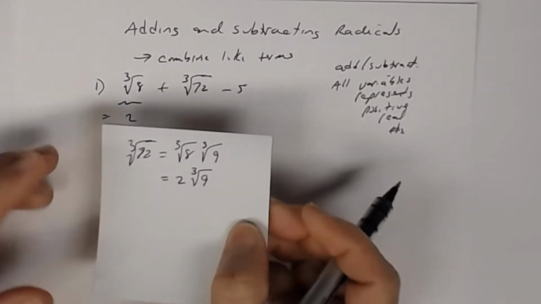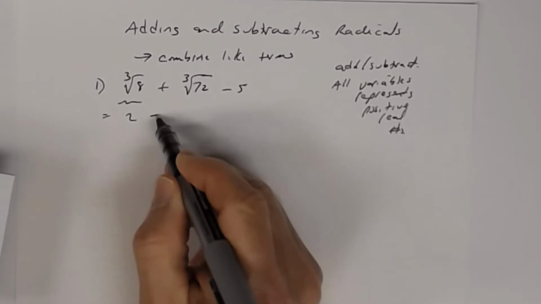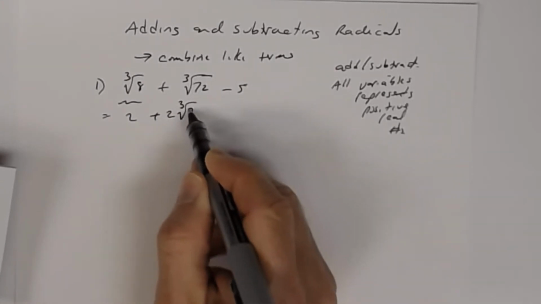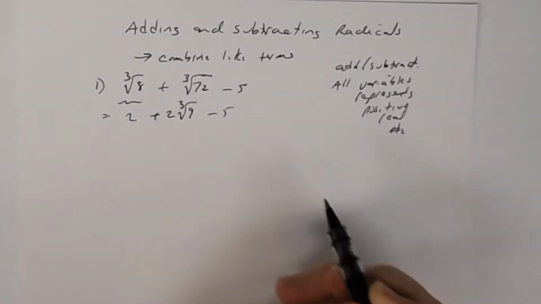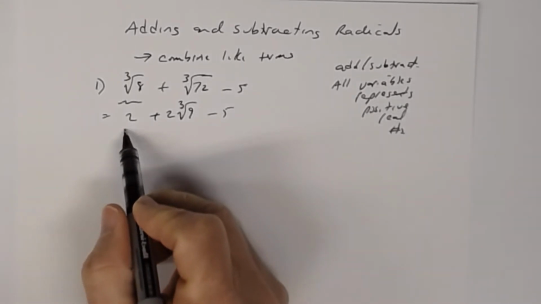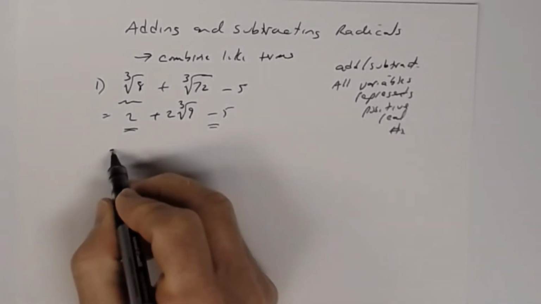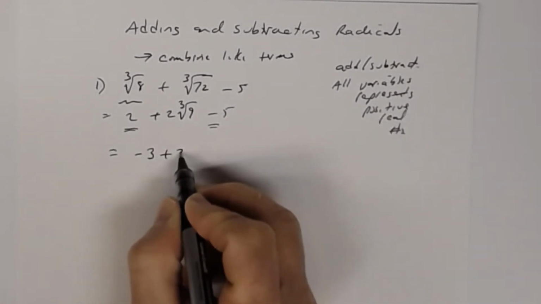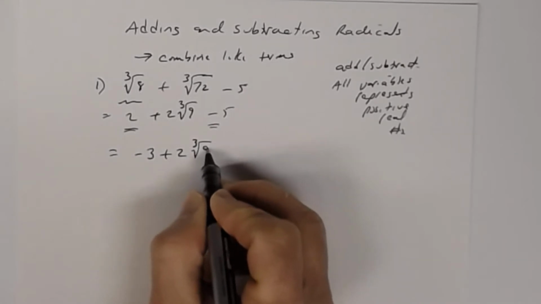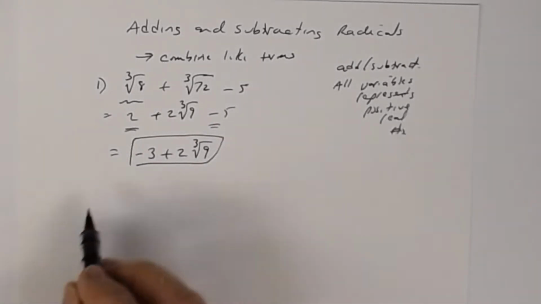So I'm going to rewrite this using this. That's going to be plus 2 cube root of 9, and then minus 5. Now notice the only like terms are these constants. 2 and a negative 5 is a negative 3. So I get negative 3 plus 2 cube root of 9, and there's the answer there. Okay, all right.